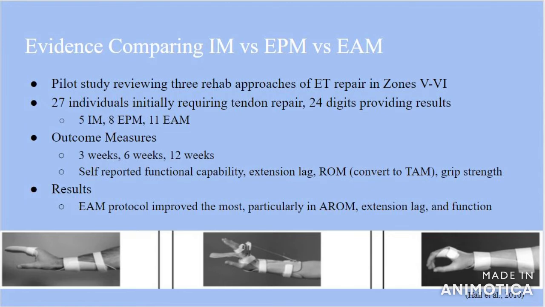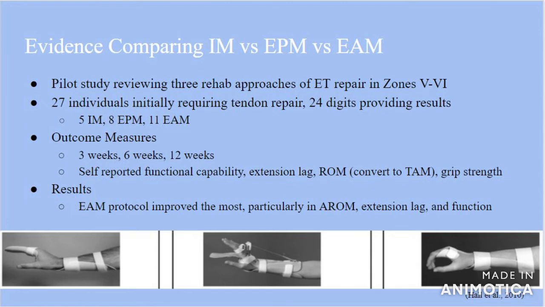8 were following the early passive motion protocols with a dynamic splint. This placed the wrist in 45 degrees extension, MCPs in neutral, but allowed for 30 degrees of active flexion. 11 followed the early active motion protocols with a static palmar block splint. This placed the wrist in 30 degrees extension, and the MCPs were blocked at 45 degrees. The IPs were free to move.